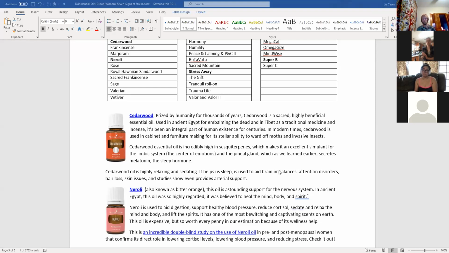And also, it penetrates the blood-brain barrier, which is the reason why I never, ever run out of it. And it's higher in sesquiterpenes than frankincense. So, right here, baby. That right there.